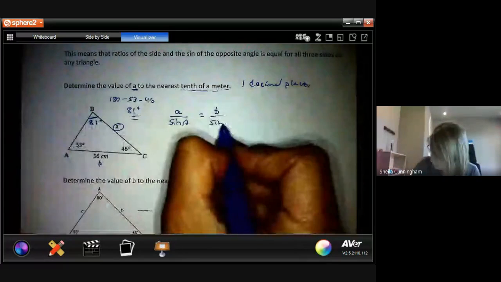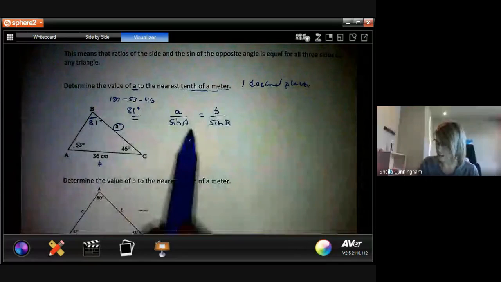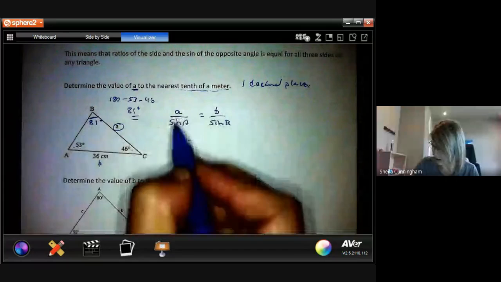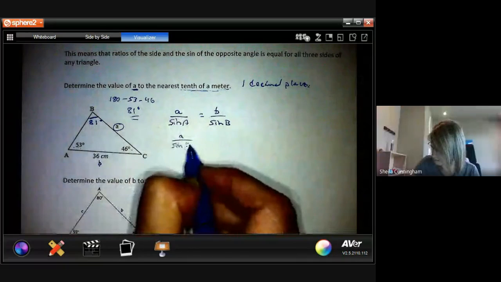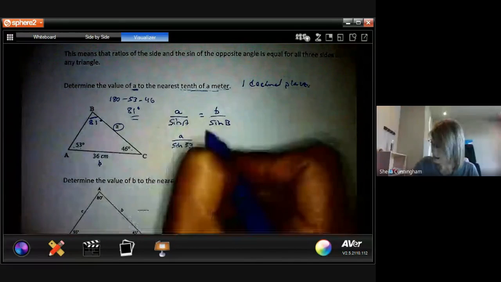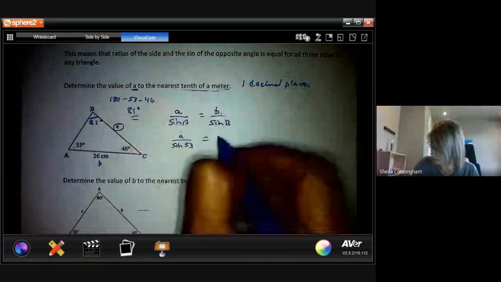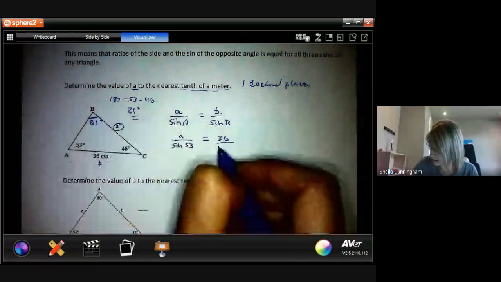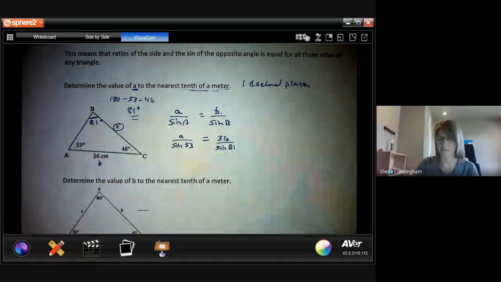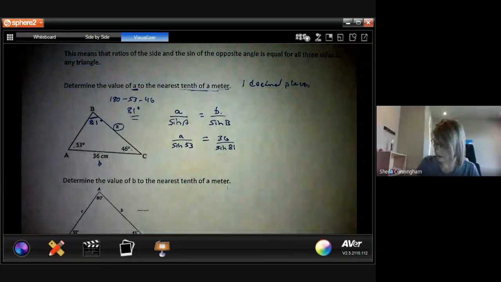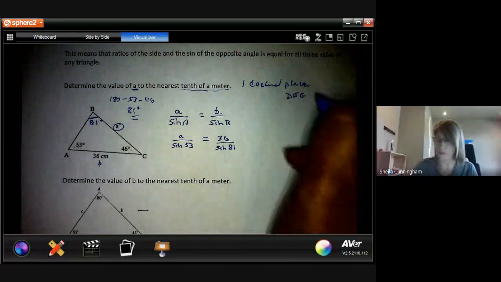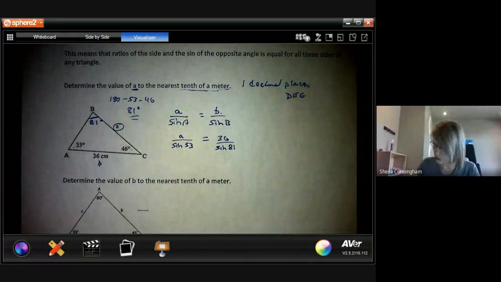So if I am creating my sine ratios, I've got a, I don't know what it is, over the sine of A, which is simply sine of 53 degrees. That's going to equal my b, which happens to be 36, over the sine of B, which we just figured out was 81, my angle B. So I'm going to have to figure out what the sine of 81 is. Now, the other thing you've got to remember, just like with your cosine law, make sure you're in DEG mode on your calculator. Make sure you're in that degree mode.